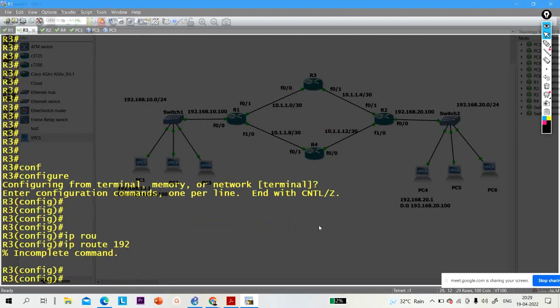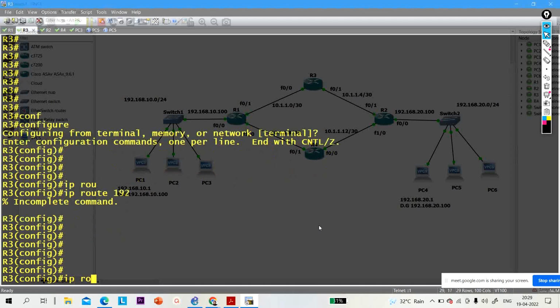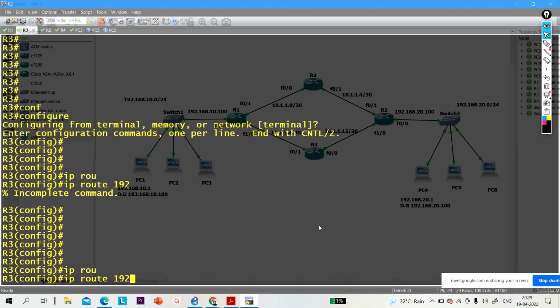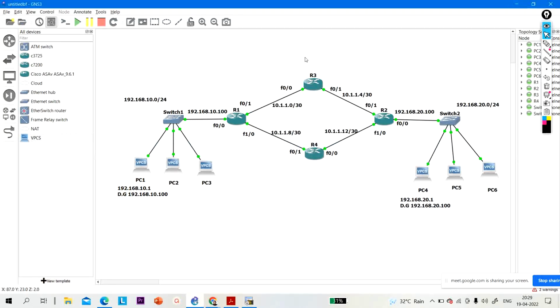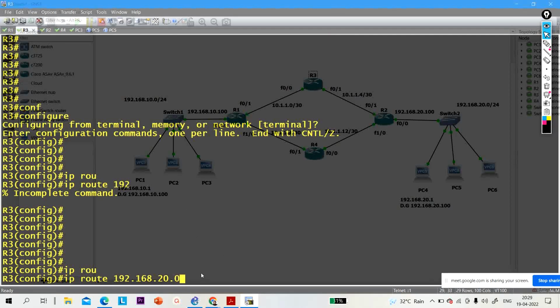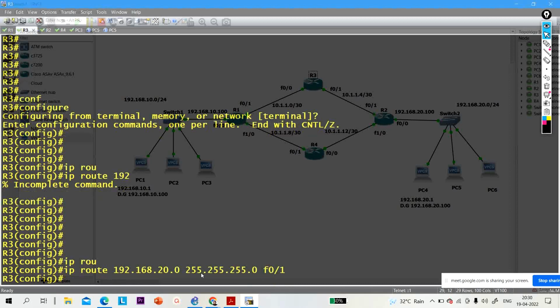Now on R3, IP route 192.168.10.0, or 20.0, 10.0. Why? Because 20.0 is already known to it. How will this router receive traffic for this network? Configuring on router 3, yes. I thought you were configuring router 2. No. 10.0 mask will be 255.255.255.0 and the exit interface will be FastEthernet 0/1.